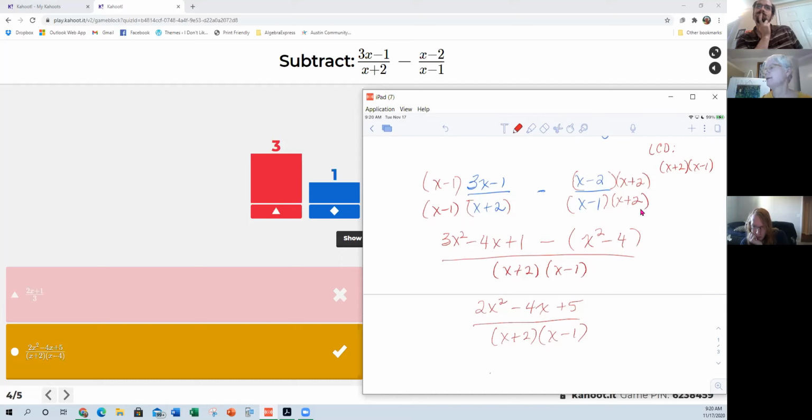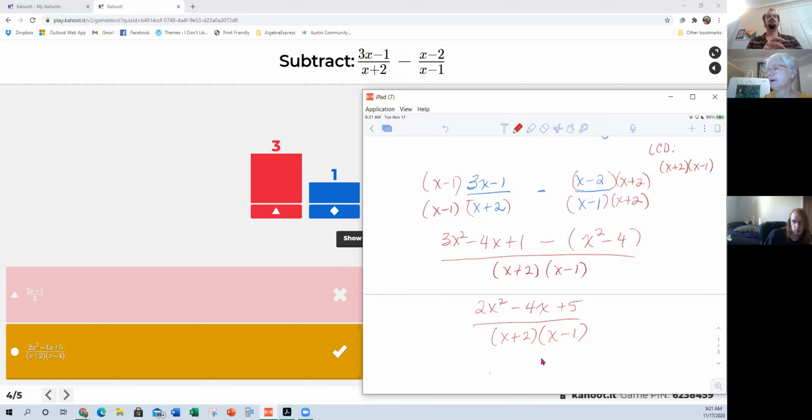Then if you multiply these fractions out, if you just use the distributive property or FOIL on this numerator, you get 3x squared minus 4x plus 1. And this just turns out to be x squared minus 4. And so 3x squared minus 1x squared would be 2x squared. And then you've got your negative 4x. And then 1 minus negative 4 would be plus 5.